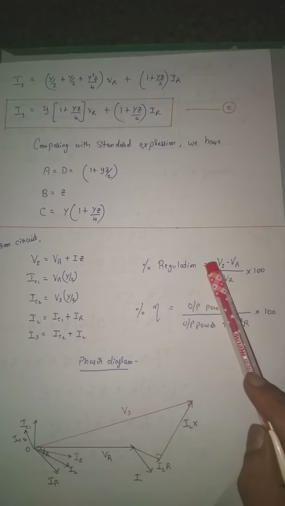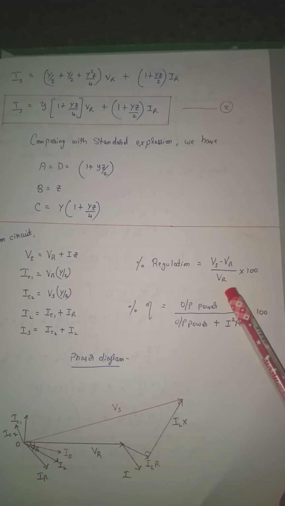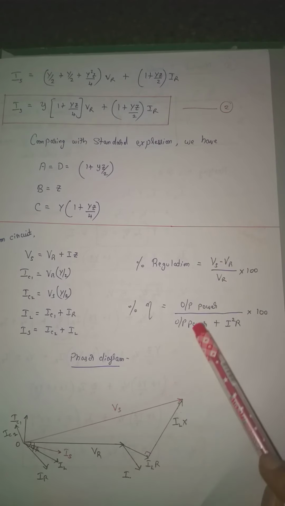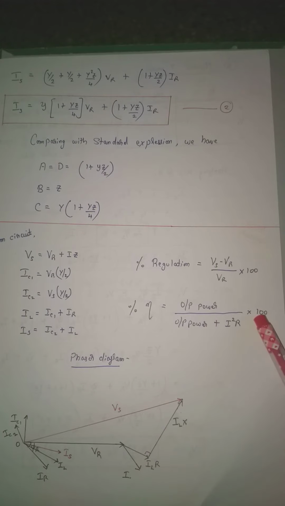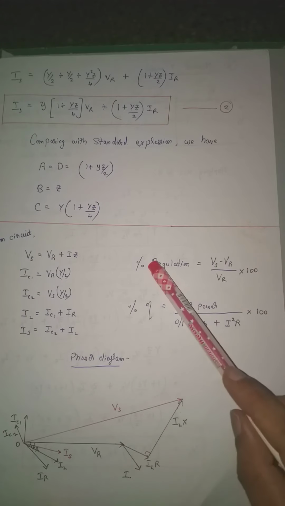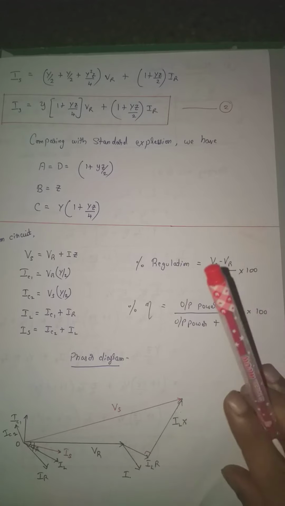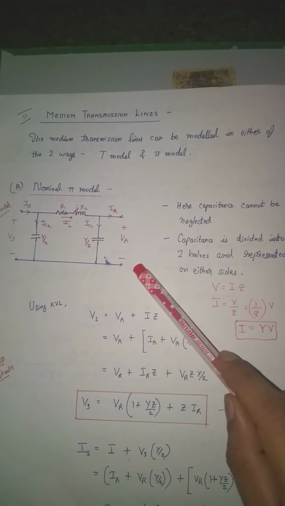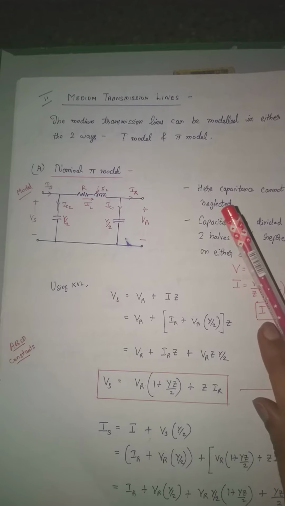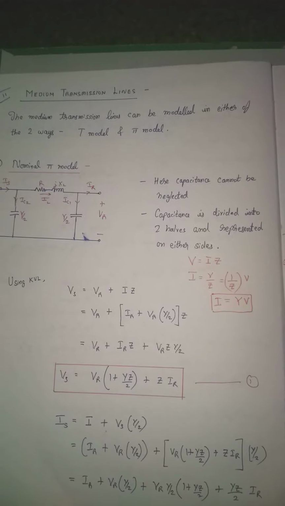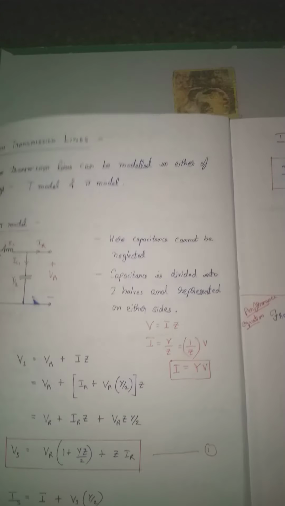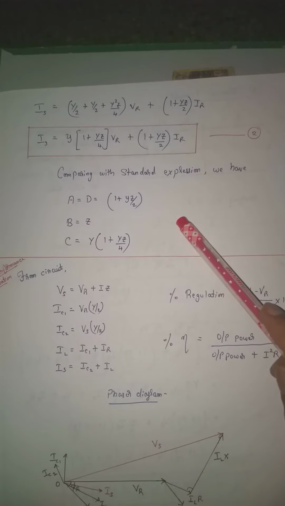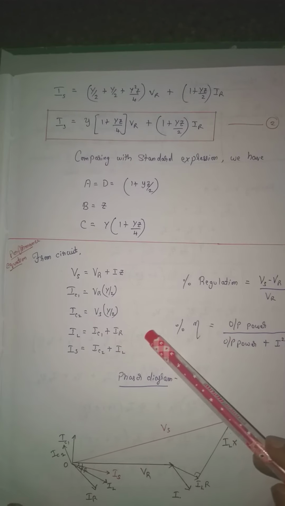Along with this, regulation is given by (Vs minus Vr) by Vr into 100. Efficiency is output power by (output power plus losses) into 100. This is very much similar to short transmission line. So this finishes with the performance equations. So far we have dealt with the nominal pi model. We have understood how we got the nominal pi model, and then in order to get the ABCD constants, we have used KVL and we have used KCL, simplified them, and after simplification we have got the ABCD constants over here, and then we have written the performance equations.